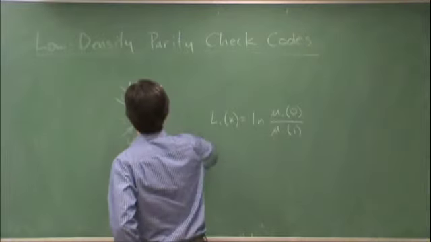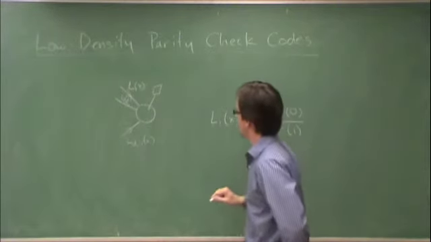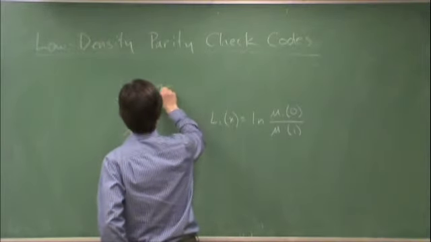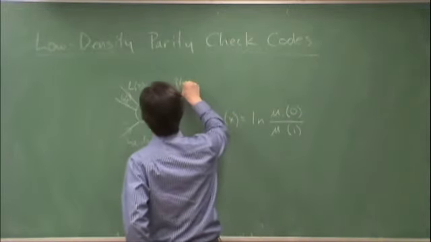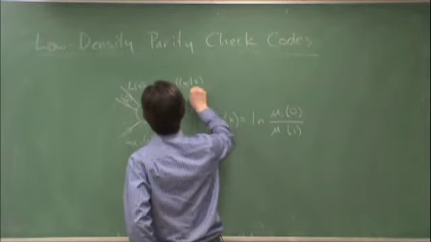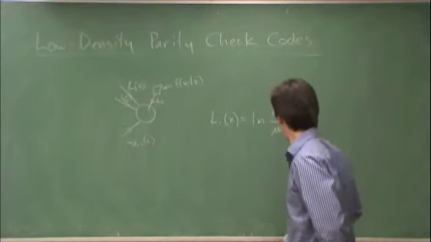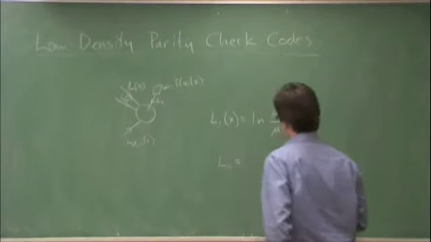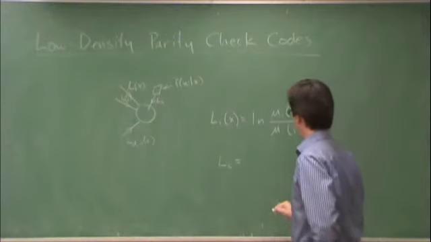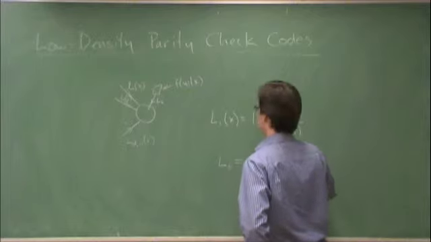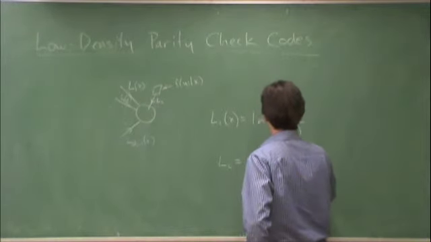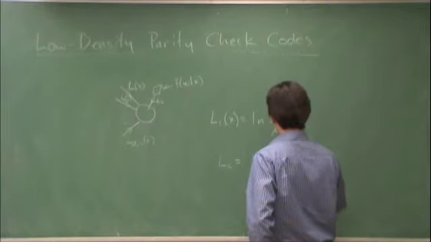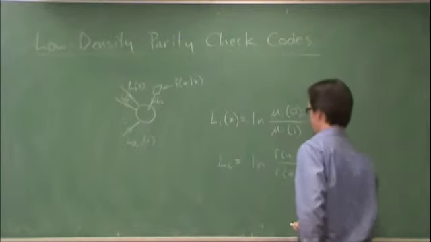Similarly, I have the channel, let's call that LC, remembering that this factor is f of yi given xi, where yi is plugged in. LC is equal to the natural log of f of yi given 0 divided by f of yi given 1.